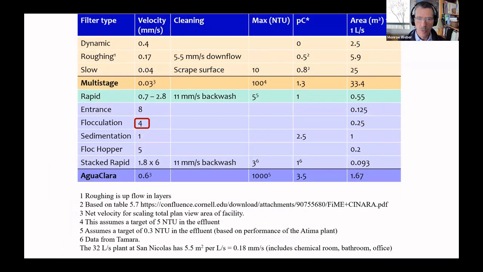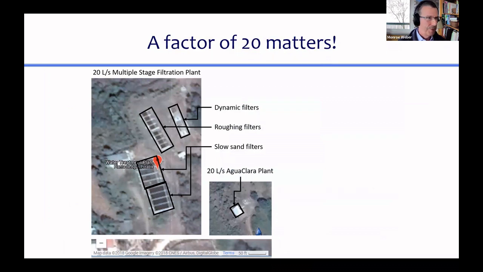I mentioned this idea that if you know how fast the water is going through a slow sand filter, you can tell how big it is going to end up being, right? Because you can use Q equals V times A. Q equals V times A. So that's a really important concept. And I want to just show you how significant that concept is.